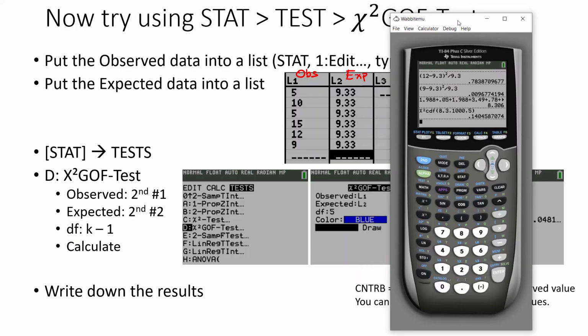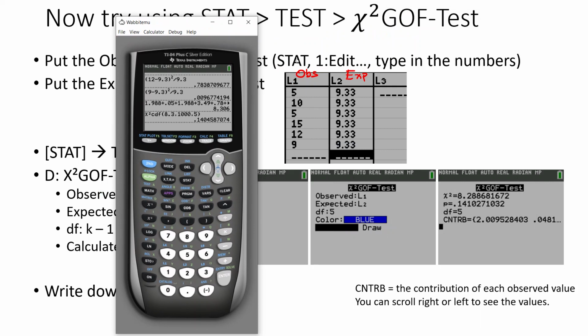The way we put stuff into lists, it says right here stat, then number 1, and then type in the numbers. So we press stat, and then number 1, and then we're typing in the numbers. I've already got them typed in here. If you need to clear them out, it's real easy. You just highlight the top and press clear, and then press enter. See, they're gone. So now type them again. 5, enter, 10, enter, 5, enter, 15, enter, 12, enter, and 9, enter. And I already typed in our expected counts.